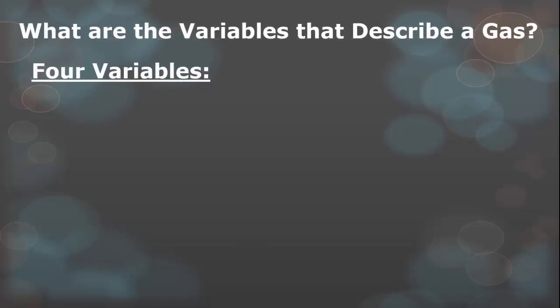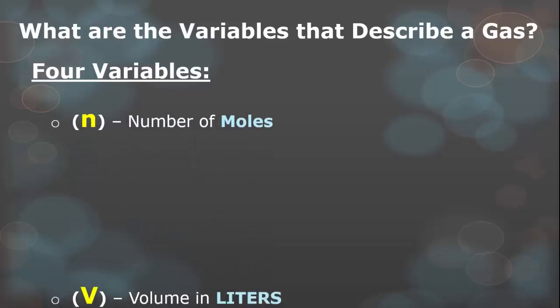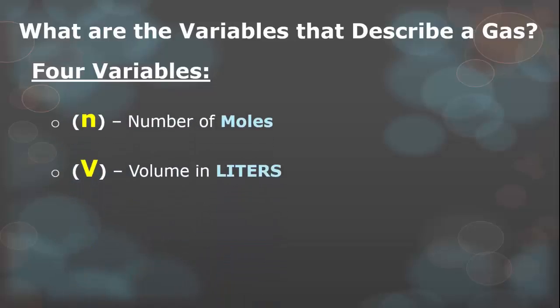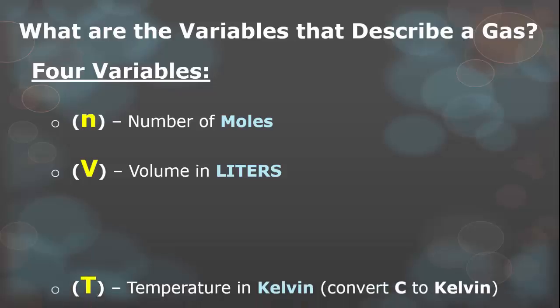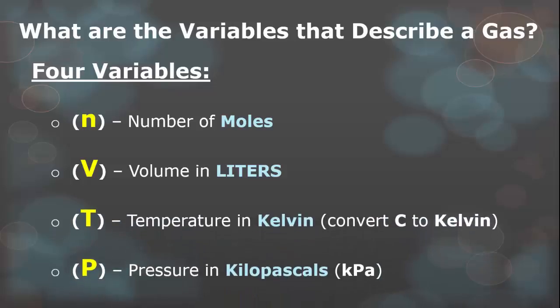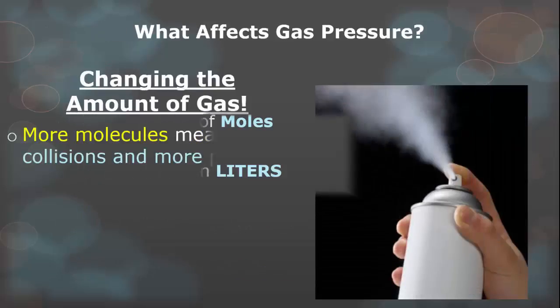Four variables that we're going to look into. We're going to talk about the number of moles, which is represented by n, the volume in liters, which is V, temperature in Kelvin. You always need to convert degrees Celsius to Kelvin. And then finally, pressure in kilopascals. For pressure, we are going to prefer kilopascals, but on occasion, we can use atmospheres, torr, and millimeters of mercury.